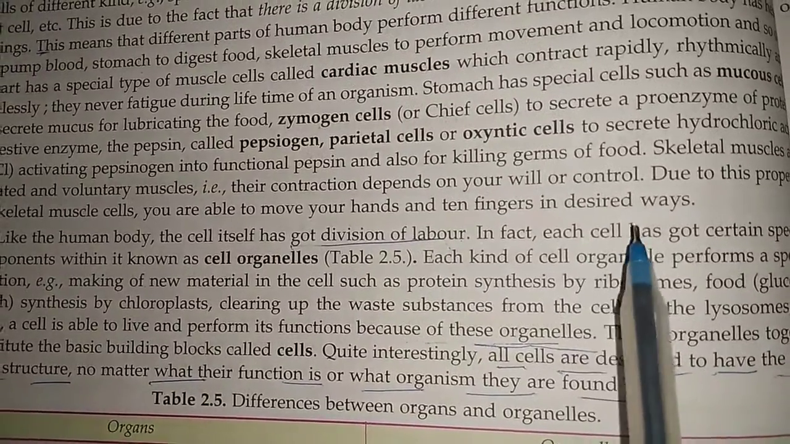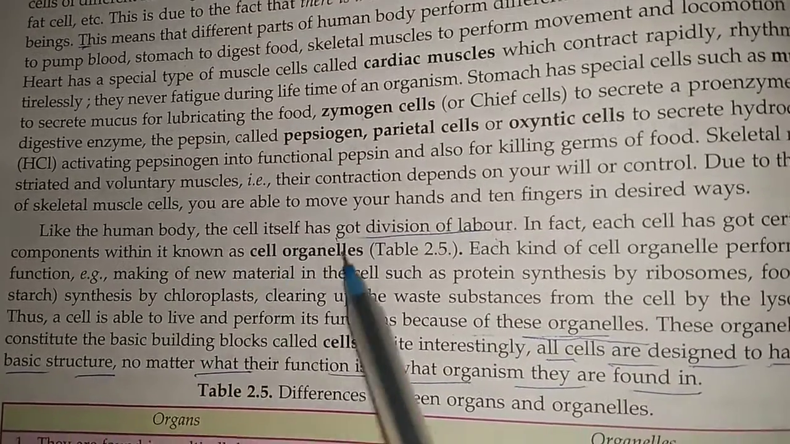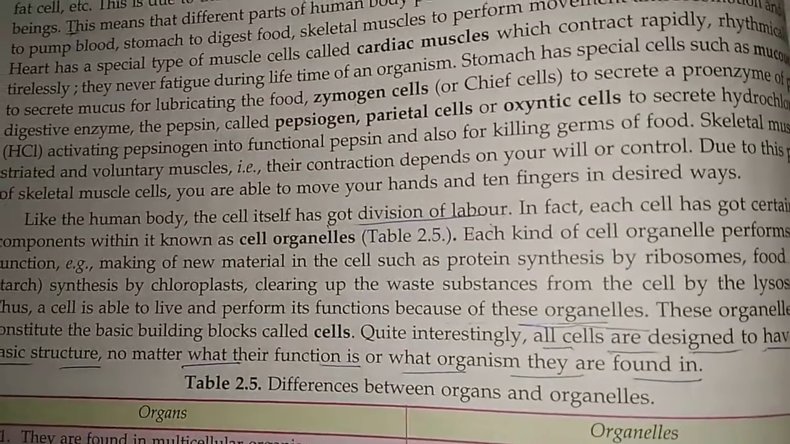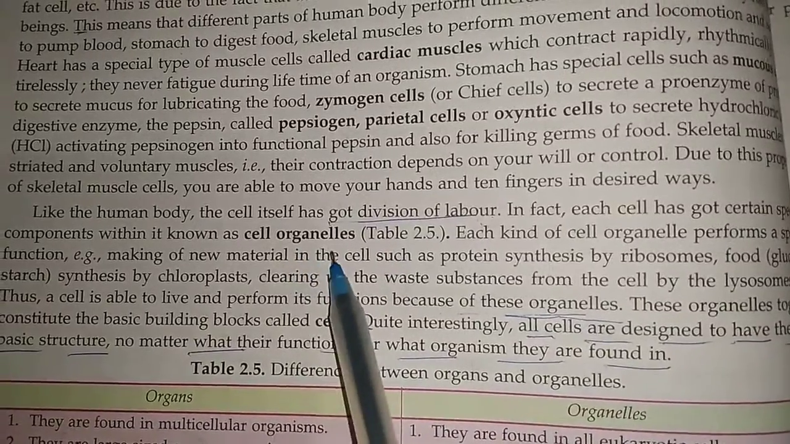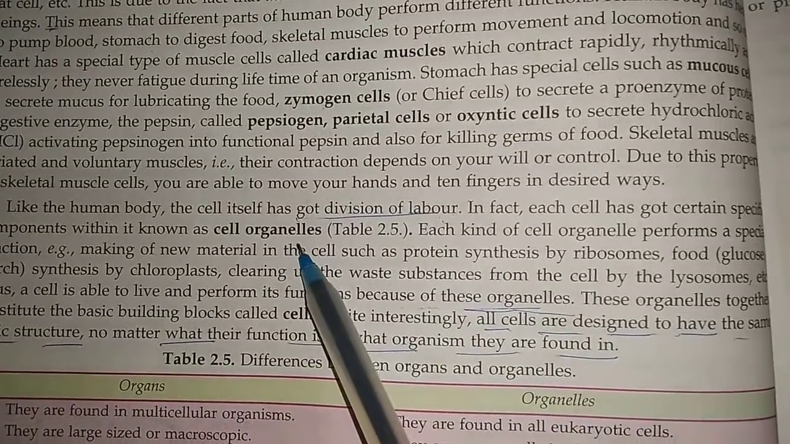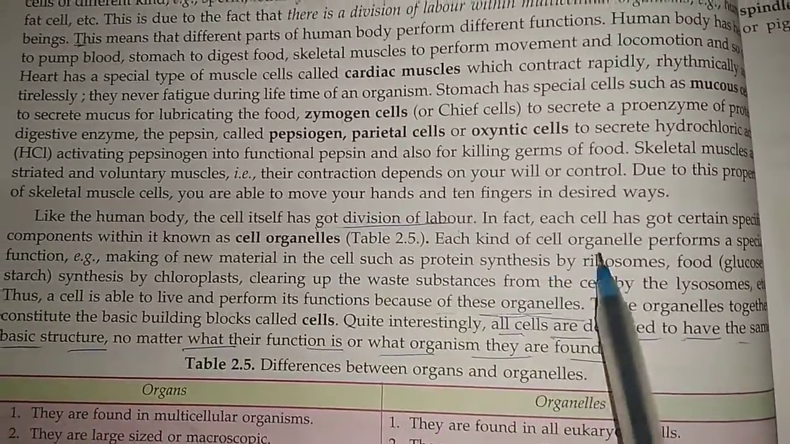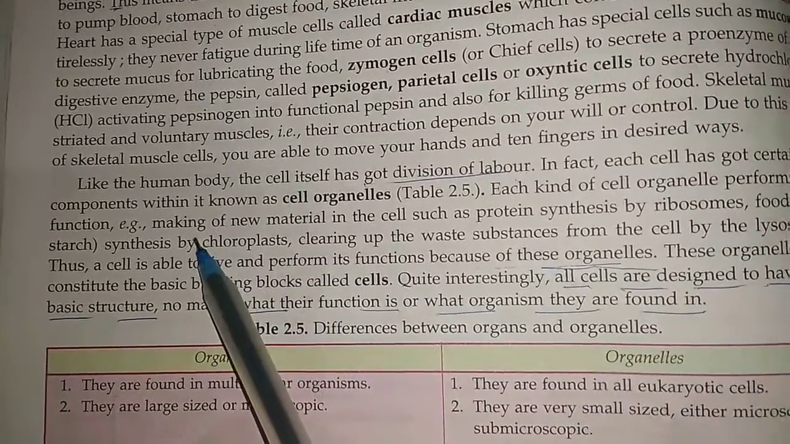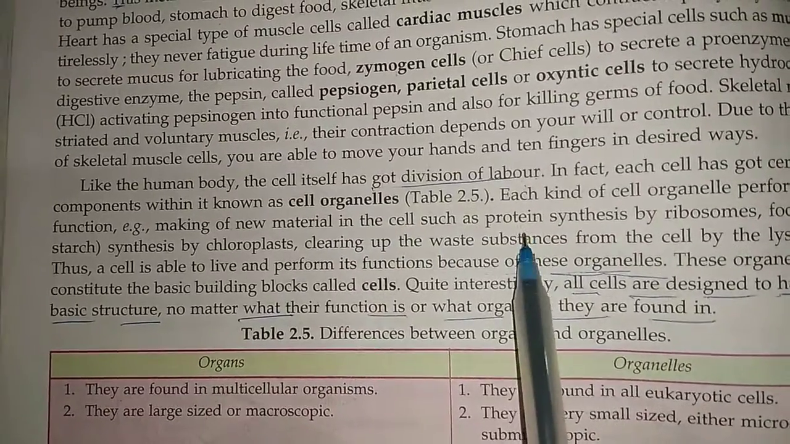In fact, every cell has certain specific components within it known as cell organelles. So when we talk about the cell, there are components in every cell, and those components we call cell organelles. What do we call them? We call them cell organelles, and these cell organelles perform specific functions. For example, each kind of cell organelle performs a special function. Now let's see the examples. Making of new material in the cell, such as protein synthesis.